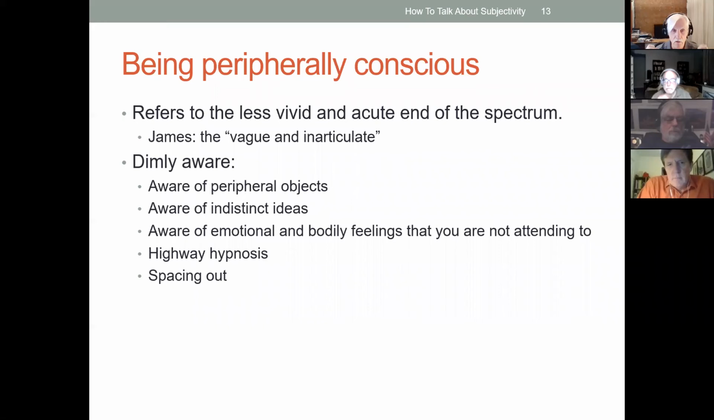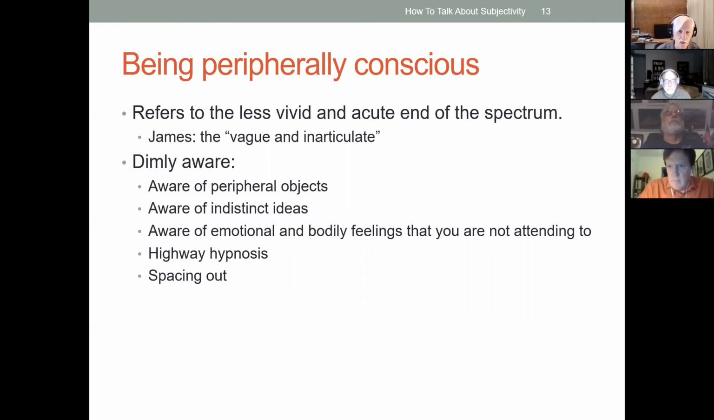So there are emotional and bodily feelings that you're not attending to. How many people have had the experience of what I call highway hypnosis? You're going to some place that you go every day or very often, and as you drive there, you're thinking about something else. Oh, what am I going to make for supper? How am I going to deal with this guy at work? What am I going to do with my students? You're thinking about something else, and somehow you get from point A to point B. You stop at red lights, you don't run into people, you make the appropriate turns. Well, but you're not paying attention.